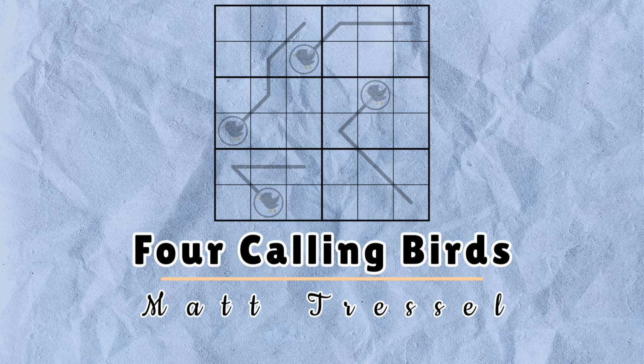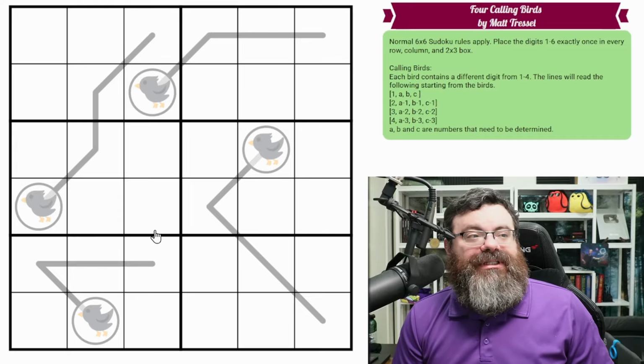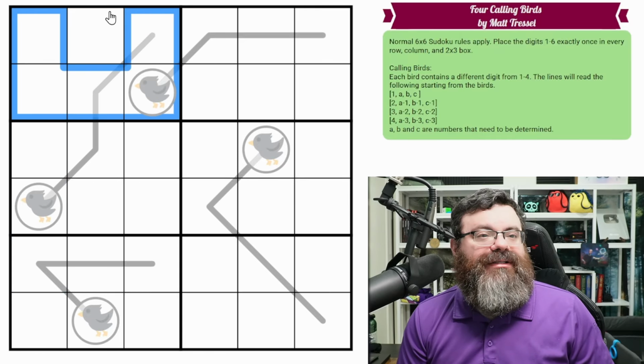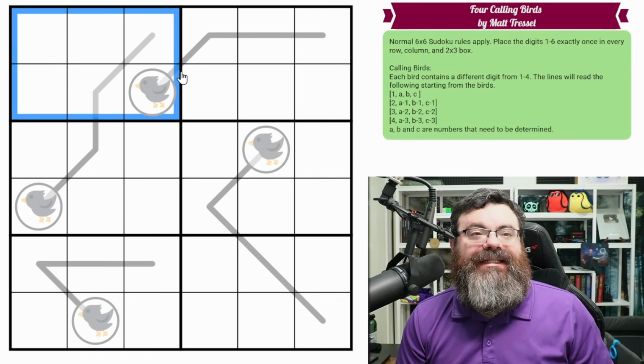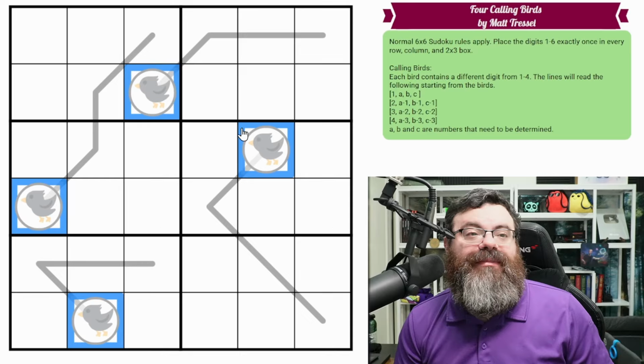Hello, let's continue our Sudoku adventure with Four Calling Birds by Matt Tressel. So we have normal 6x6 Sudoku rules. In each row, each column, and each 2x3 box, we are placing the digits 1 to 6 exactly once each. We also have 4 calling birds in the puzzle.